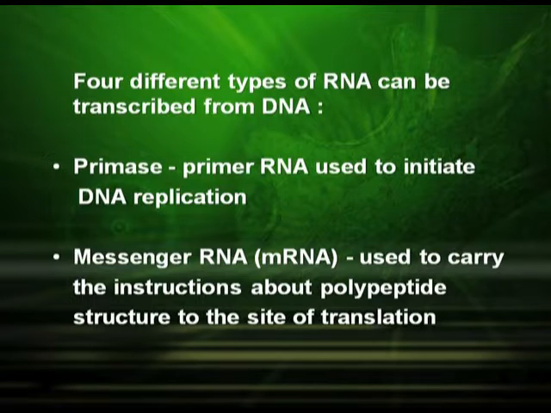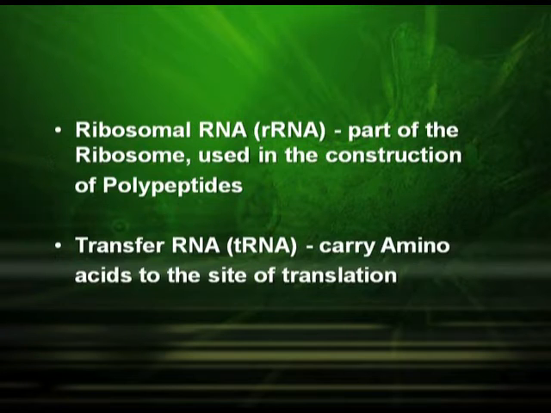So let us quickly revise the different types of RNA that are transcribed from DNA. Besides messenger, ribosomal and transfer RNA, we have another one, the primer RNA, which you have studied in DNA replication, which is used to initiate DNA replication. The messenger RNA is used to carry the instructions about polypeptide structure to the site of translation. Ribosomal RNA is part of the ribosome, which is used in the construction of polypeptides, and the transfer RNA carries amino acids to the site of translation.